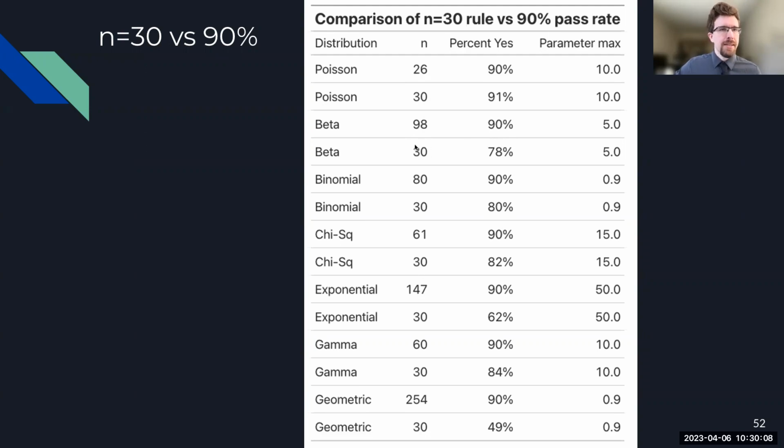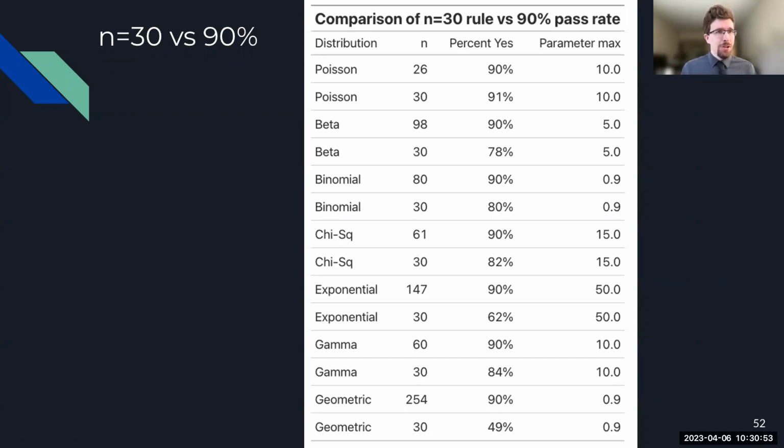The other part that's fascinating is the percent passing corresponding to n equal to 30. Several of them had 80%, which depending on your proclivities may be good enough. But I really want to highlight two distributions. One is exponential, which I showed, where a 30 sample size corresponds to a 62% pass rate, which is better than a coin flip, but not by a whole lot. And then geometric, where the value of 254 was a 90% pass rate, and the sample size of 30 was no better than a coin flip. It's a 50% pass rate at sample size 30. So there's a large disparity here between these sample size 30 and these values.